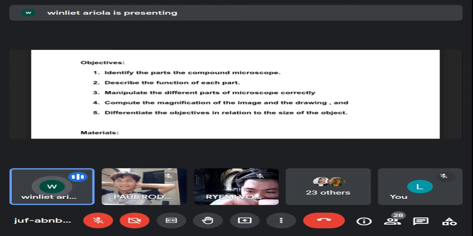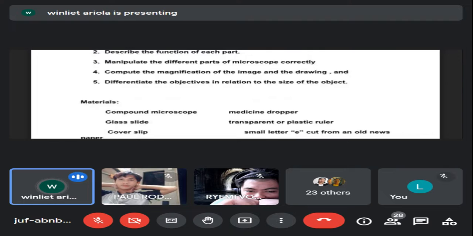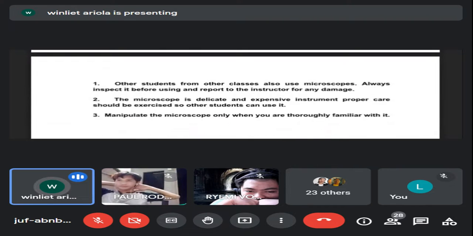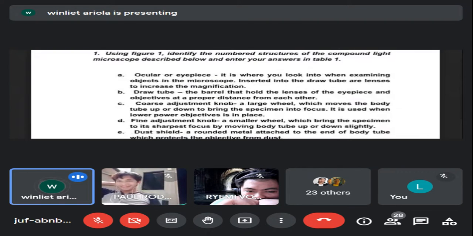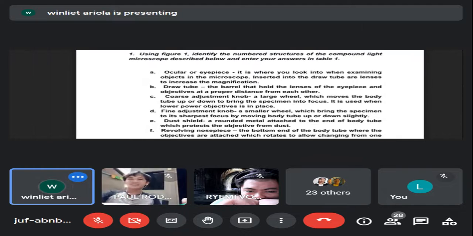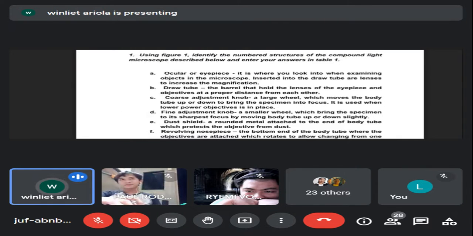Okay, so you also learned how to differentiate the objectives in relation to the size of the object. Okay, so let's do it one by one. Okay? So these are the different parts and functions of the compound microscope. So first is we have the ocular or the eyepiece. So ito yung part ng microscope kung saan kayo tumitingin to examine the specimen in your microscope.